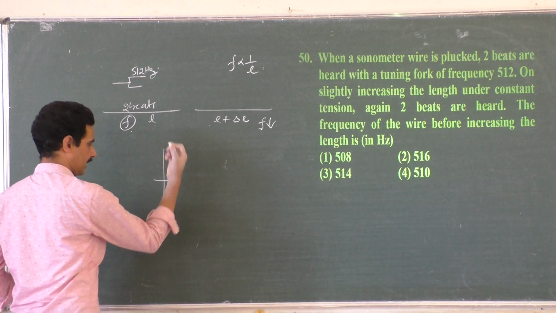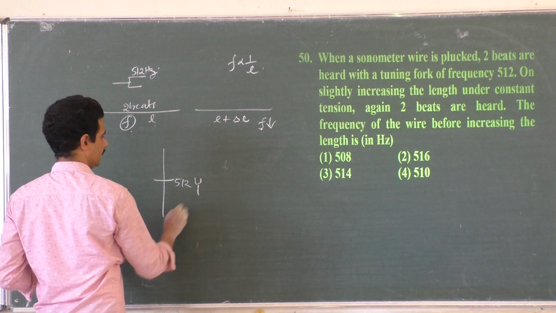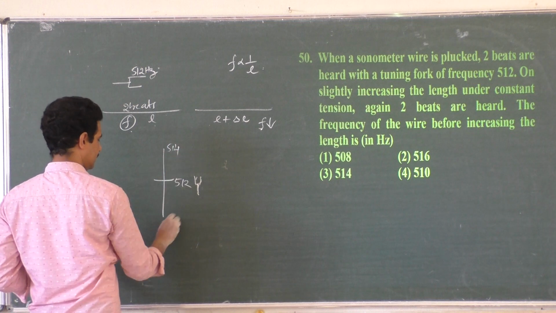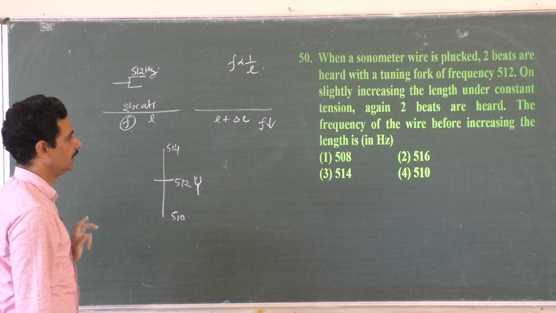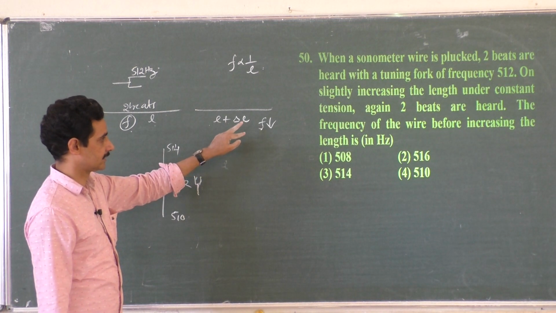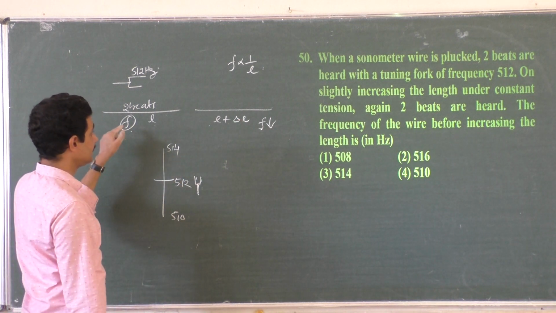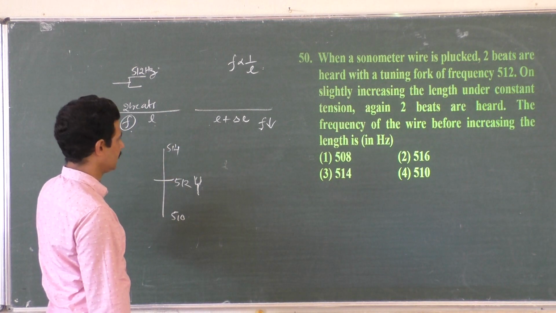We will go for our graph. 512 is the frequency of the tuning fork. This is the tuning fork, okay? And the answer should be either 514 or 510, with 2 beats. Now, when frequency is decreased, that means length is increased. 2 beats are heard. So this is 514 or 510, right?